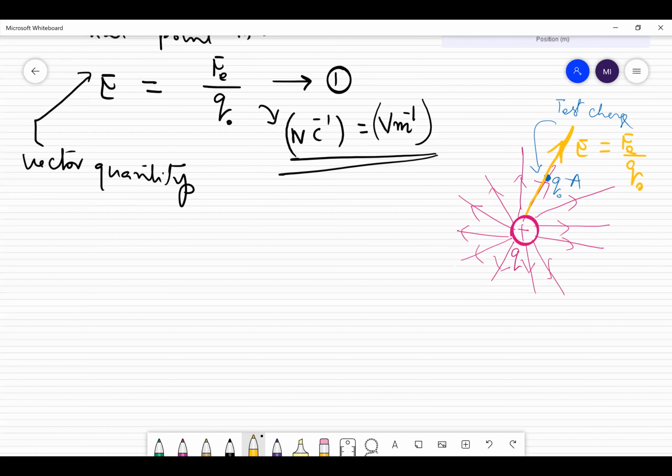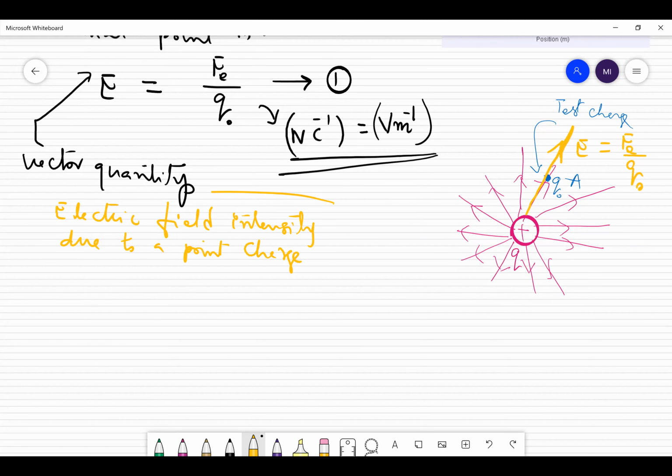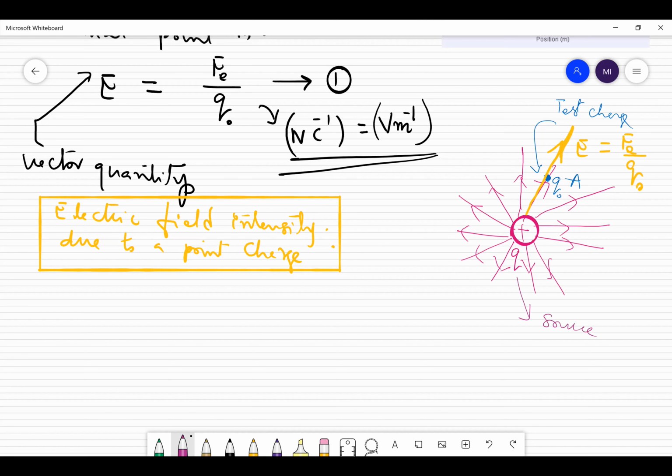The electric field intensity due to a point charge. And you will see now how it helps us. For example, if we have two charges, a source charge and a test charge.